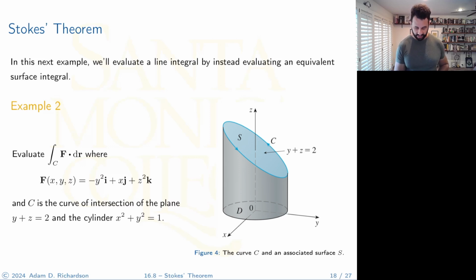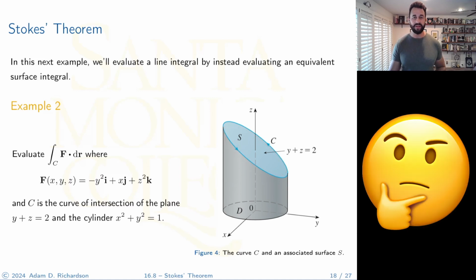All right, so let's read it, and then I'll let you think about it and try it out on your own. So here I want you to evaluate this line integral where the vector field F is given by these component functions, and C is the curve of intersection of the plane y plus z equals 2 and the cylinder x squared plus y squared equals 1. And this is what the intersection looks like right here. That curve is the intersection. Okay, so take a minute and think about how you would do it.